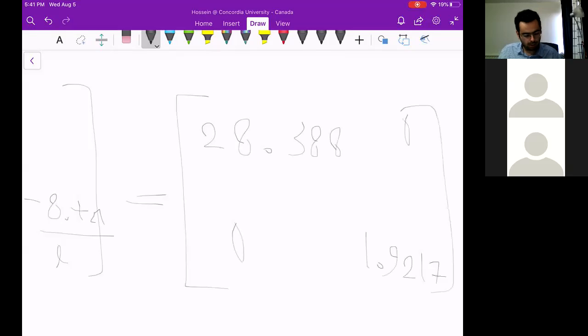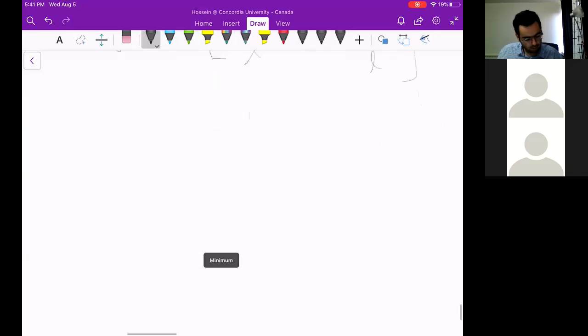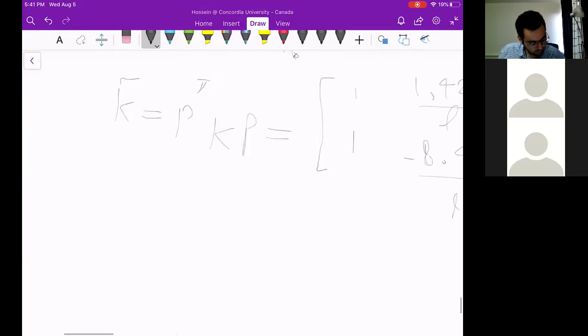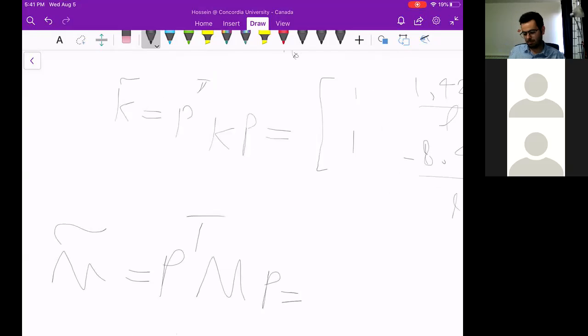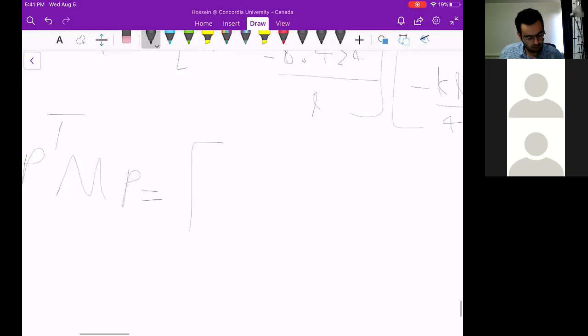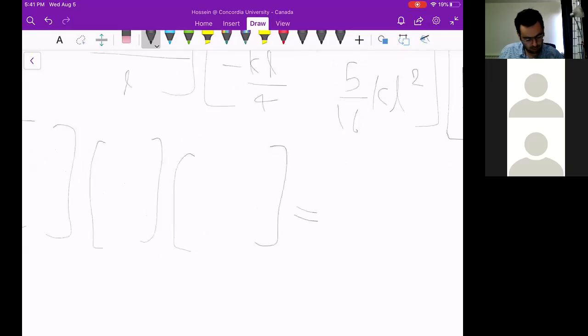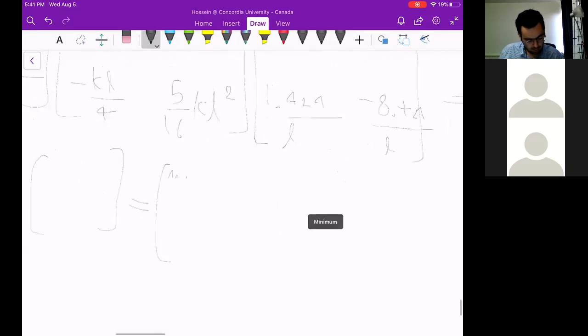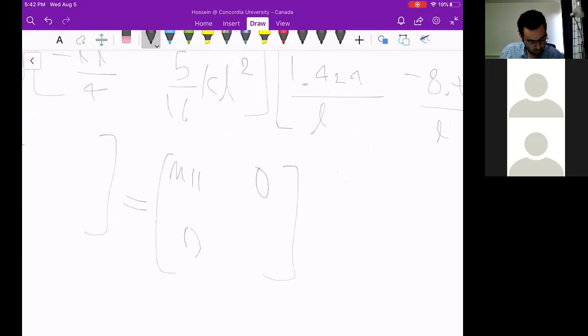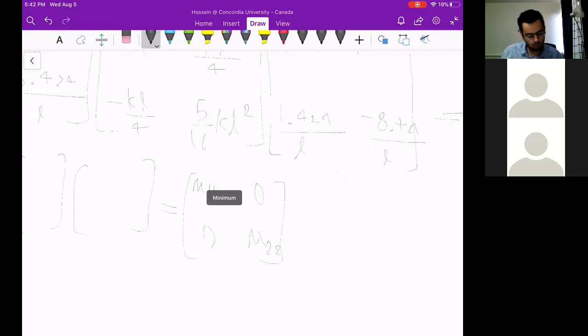So that is the diagonalized stiffness, and similarly you could go for the diagonalized mass: P transpose M P. Similarly, you multiply the three matrices and you will reach M11, 0, 0, M22.